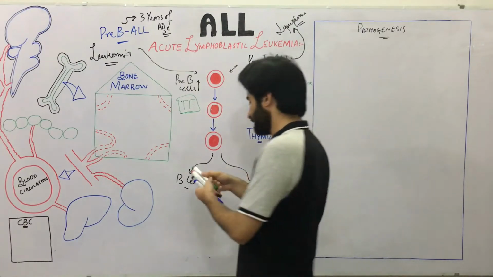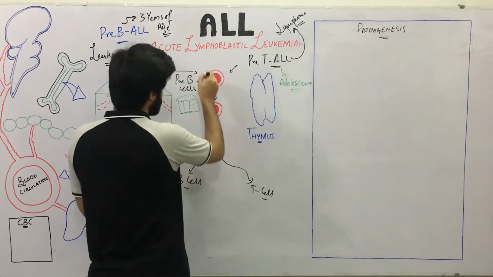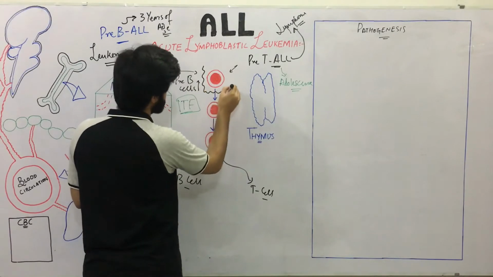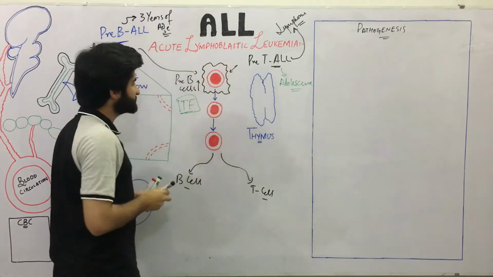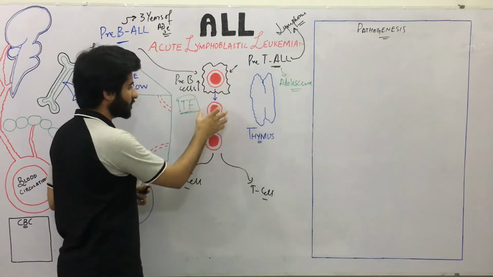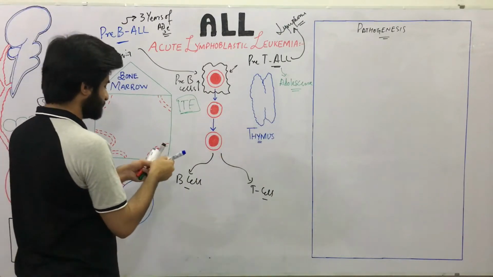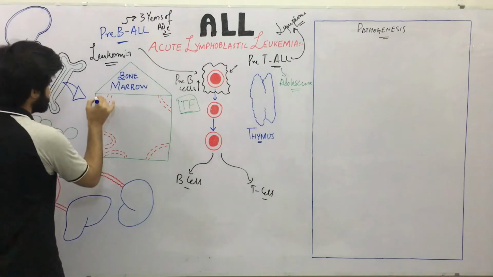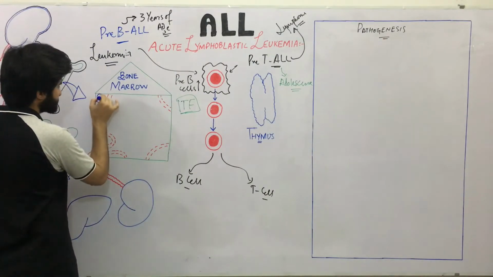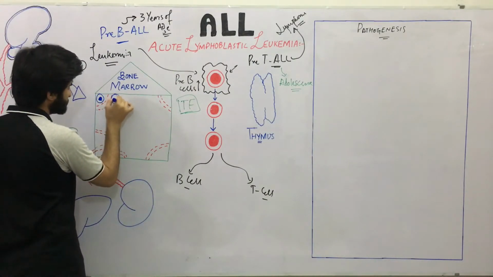So we will have a lot of these precursor B cells. They will not develop properly and will increase in number, and they will dump into the bone marrow. The precursor B cells are dumping into the bone marrow.